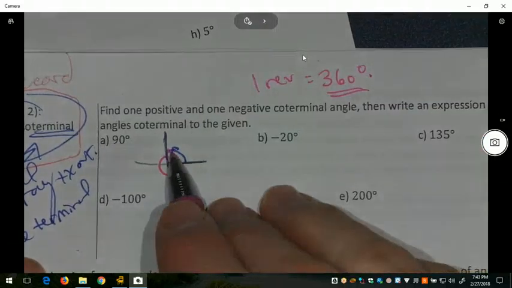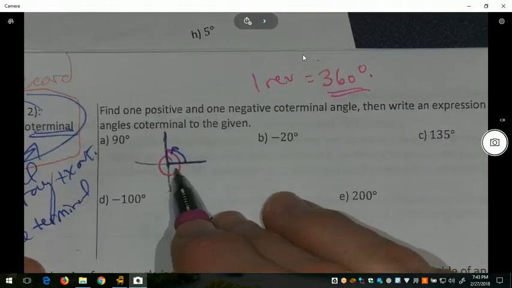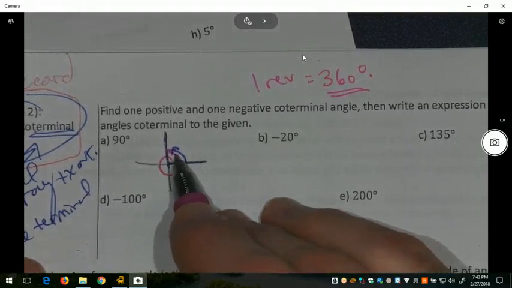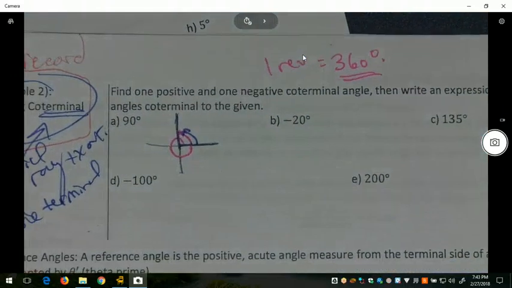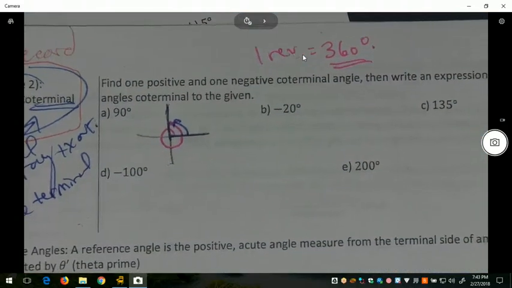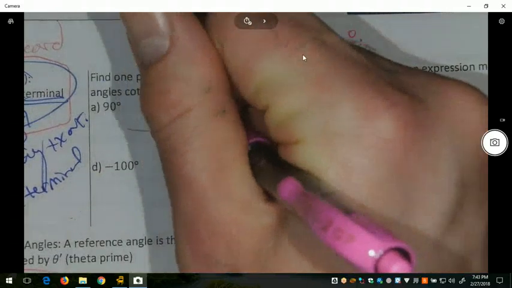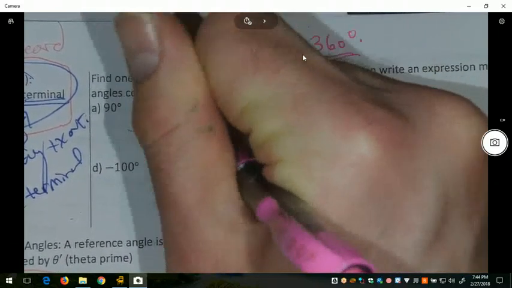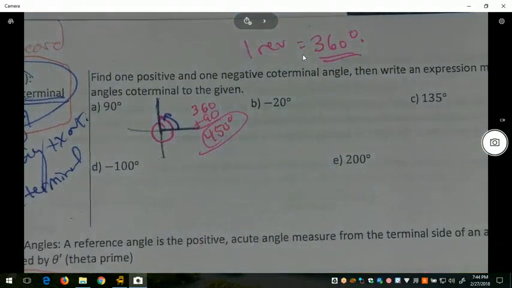And so if we've done 360 degrees to go from here to here, and now we're going that additional 90 again, so that we end up in the same place, that's the same as 360 plus 90. 360 plus 90 is 450 degrees. So that's one positive coterminal angle with 90.